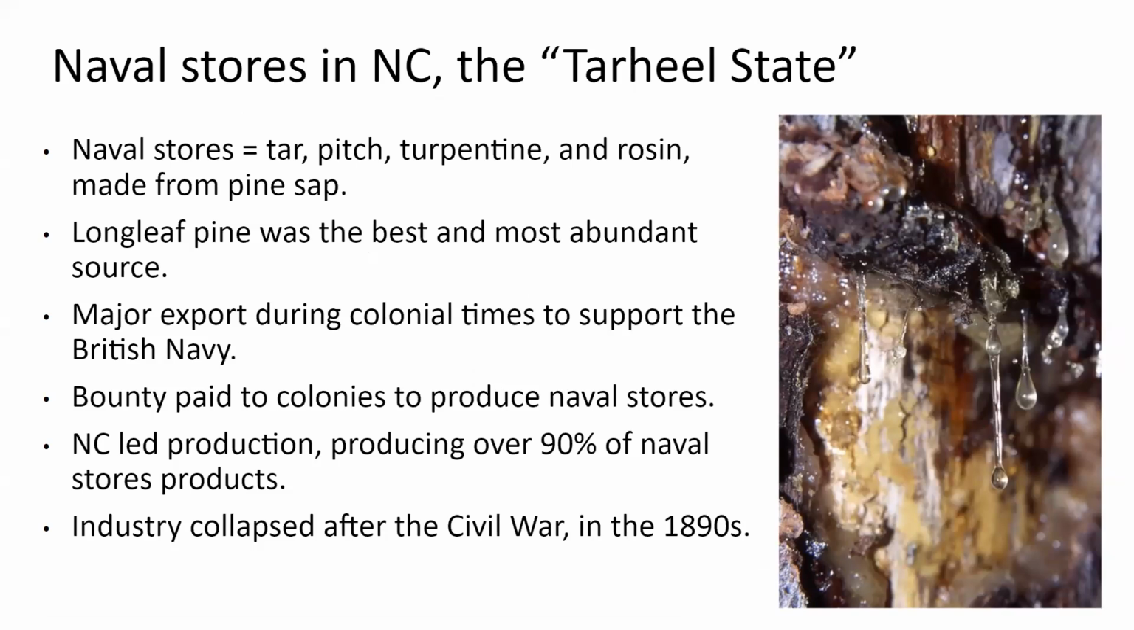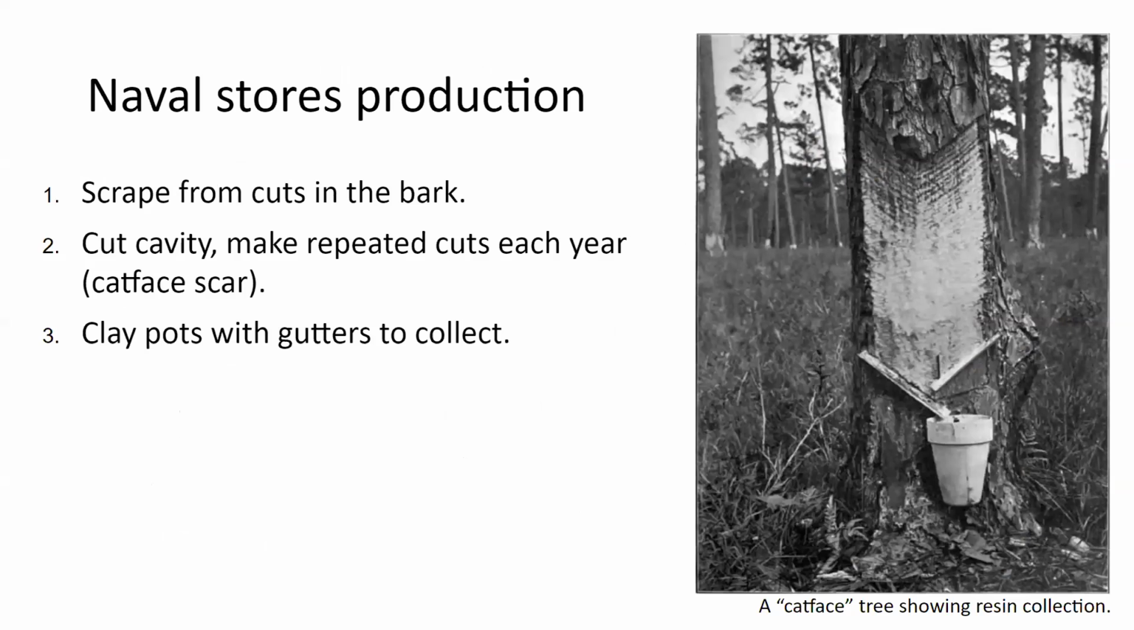Longleaf pine was the best and most abundant source for these naval stores. And this was a major export during colonial times. So this was one of the big products that fueled the colonies to support the British Navy. So bounties were paid to the colonies to produce naval stores, and North Carolina led that production. So at one time, North Carolina produced over 90% of the naval stores products. This industry collapsed after the Civil War in the 1890s, but this was a major industry, probably the most important industry in the state up through the Civil War, more so than even agriculture.